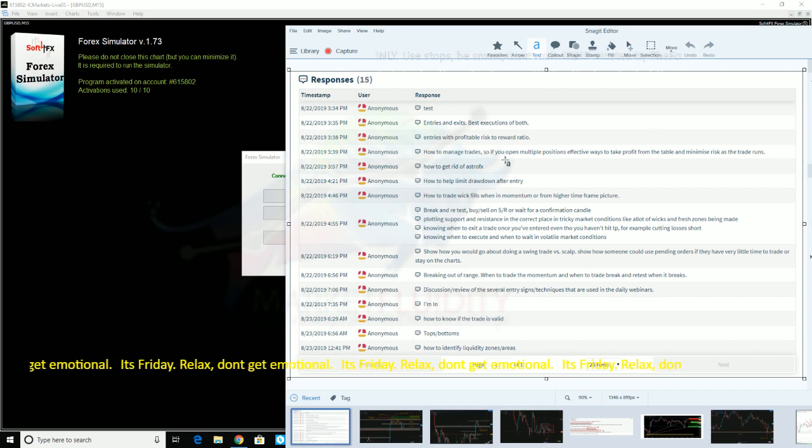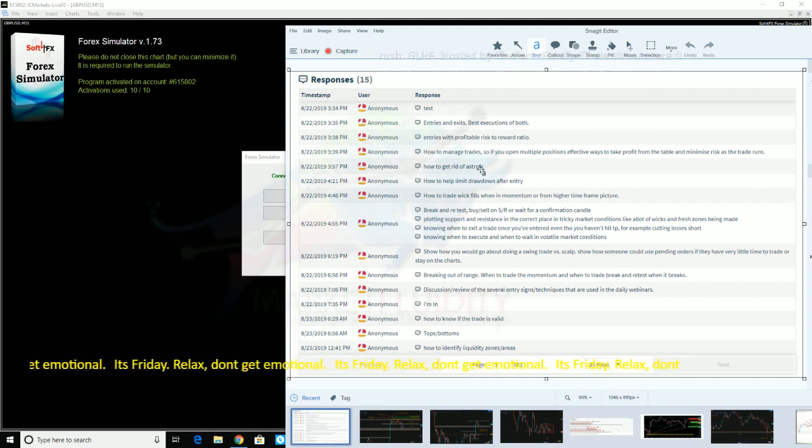How to manage trades, right? If you open multiple positions, effective ways to take profit from the table and minimize risk as the trade runs. The way that works is, let's say you open 4 positions. And you say, okay, at 10-15 pips, I'm going to close 3 positions. You close them, and then you put your stop at break even on the last one. Simple. Two things are going to happen: either the trade keeps running, or the trade reverses and hits your stop loss.